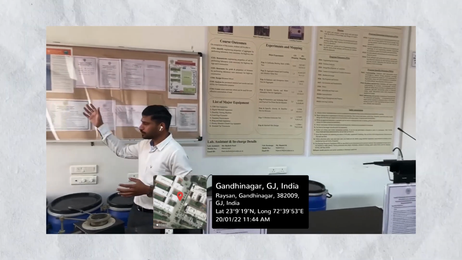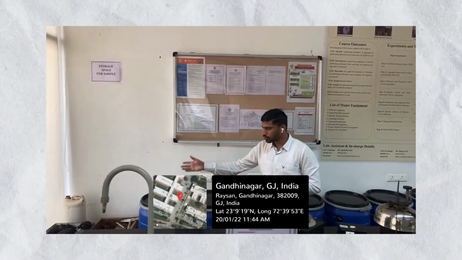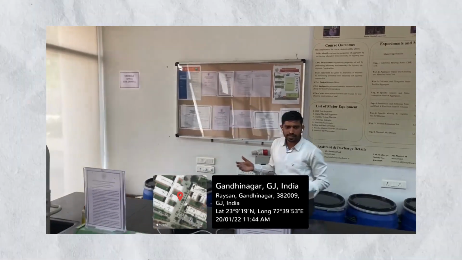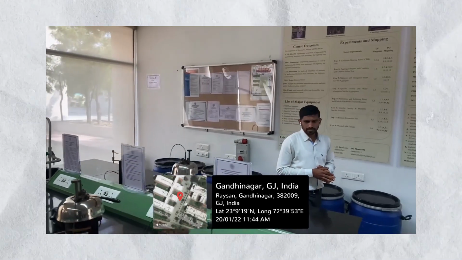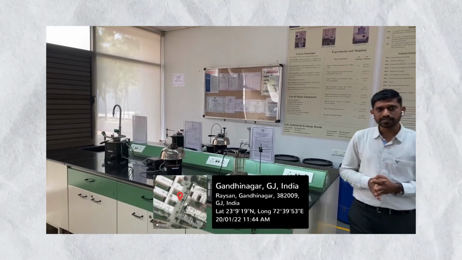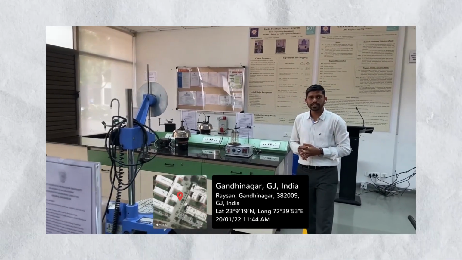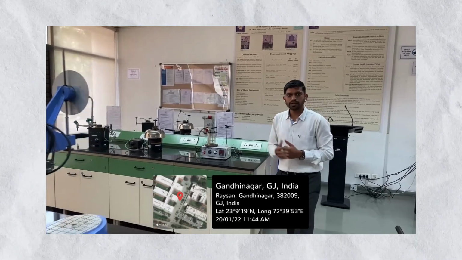Next we have a space for storage of the materials. Basically this lab deals with the highway materials. We can see we have stored bitumen and bituminous mixes which are used for testing purpose. Then I will show the various equipments used for the experiments. For example, this particular setup is the ring and ball setup used for conducting the softening point test on bitumen.